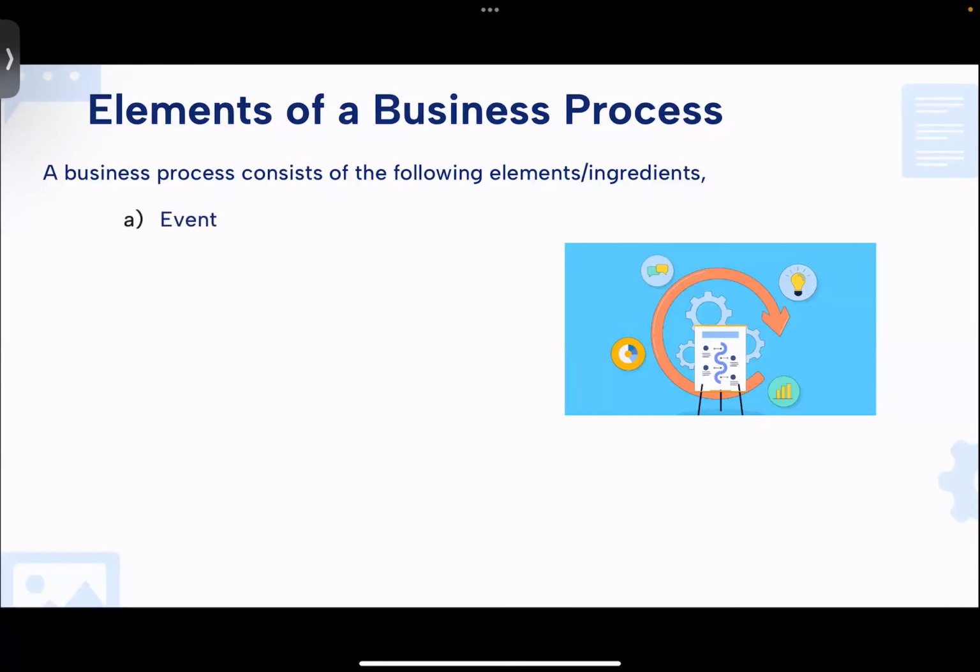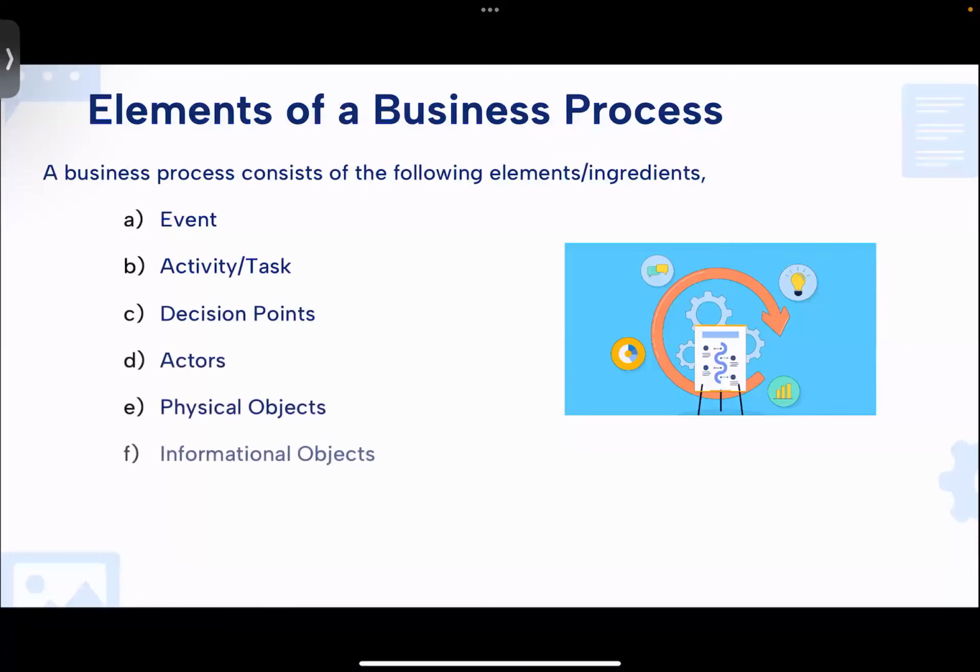We'll discuss these things extensively, and I will explain them in the coming slides. For now, just identify event, activities or tasks, decision points, actors, physical objects, informational objects, and outcome or outcomes as elements. So there are 7 elements here. Write down these 7 elements, and after that we can discuss.